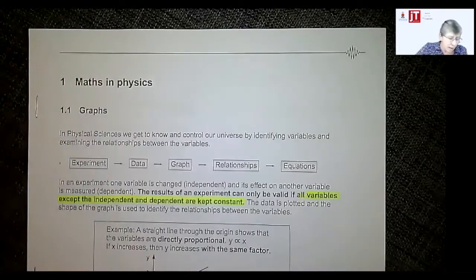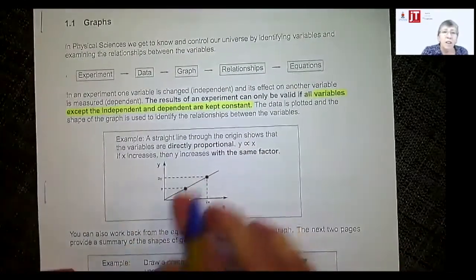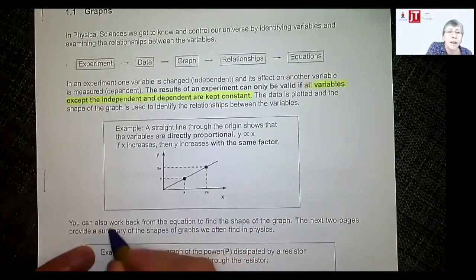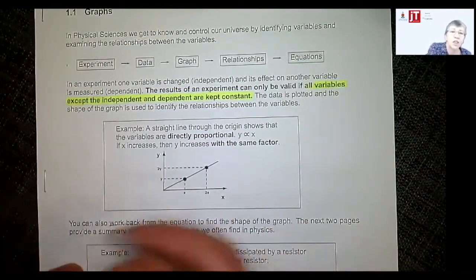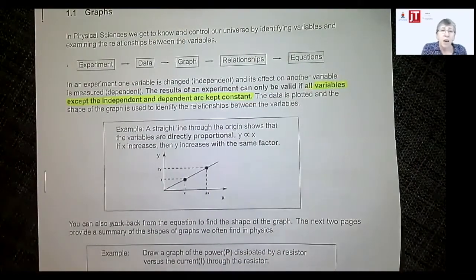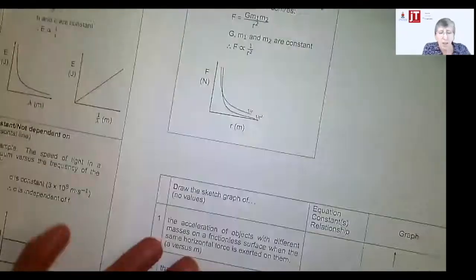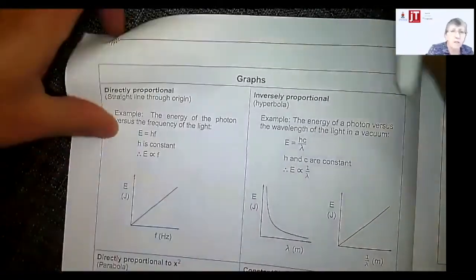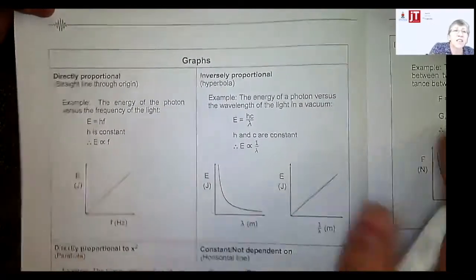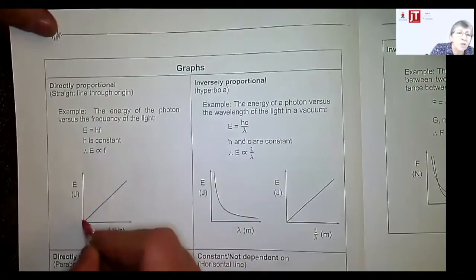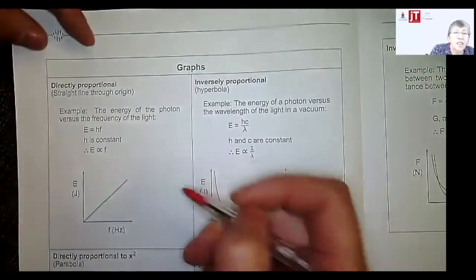Right. But when you have the equation, you can also work back from your equation to get the shape of the graphs. And you have to know the shape of the graphs. On the next 2 pages, if you turn the page, you will find the graphs that we use most often in physics. Now, the first one is the best known one. That's directly proportional. If you have a straight line through the origin, then we say things are directly proportional.